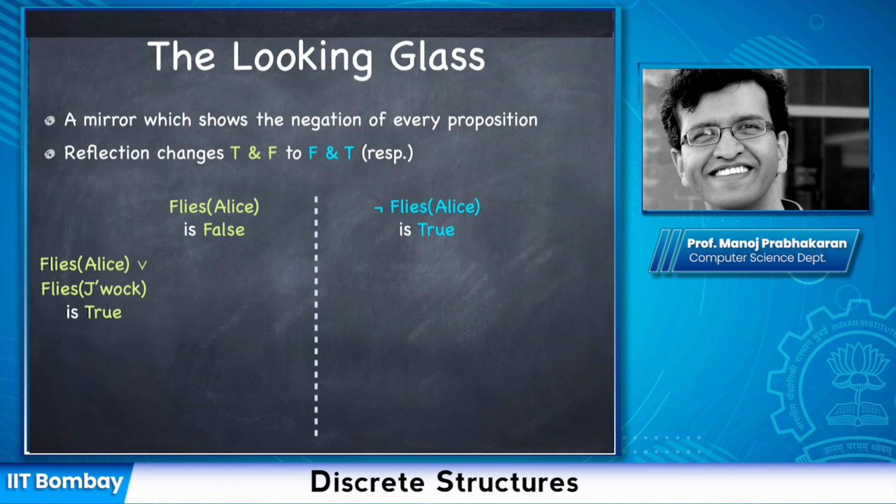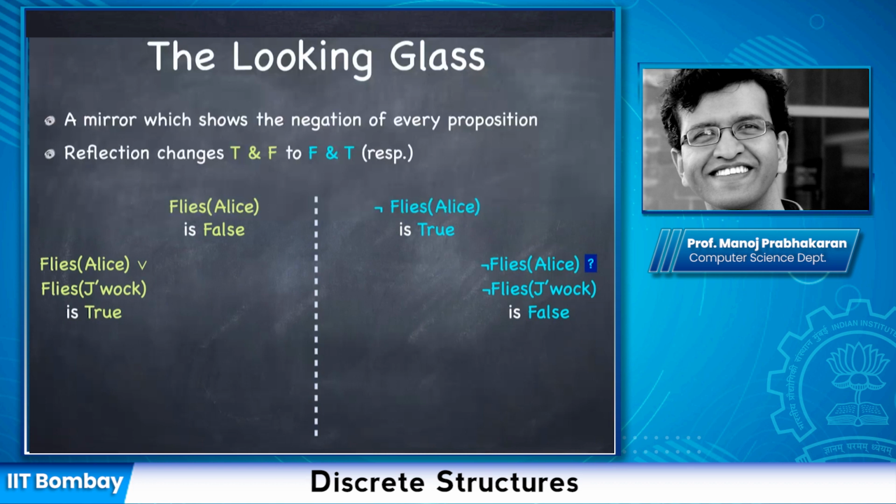So if you look at each component in this expression, there are a couple of propositions there, right? Flies Alice and flies Jabberwock. So they will get reflected as their negations on the other side of the mirror. So you'll have not flies Alice and not flies Jabberwock. And they need to be combined somehow. On the left, they were combined using the OR operator. And our goal is that they should be combined in such a way that the whole thing is false. Okay, because the whole expression on the left, it's true. So on the right, it should be false.